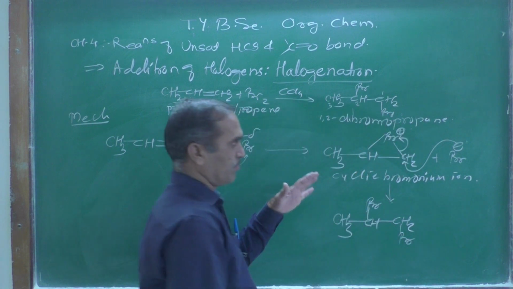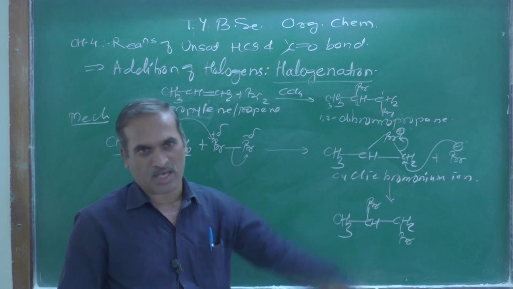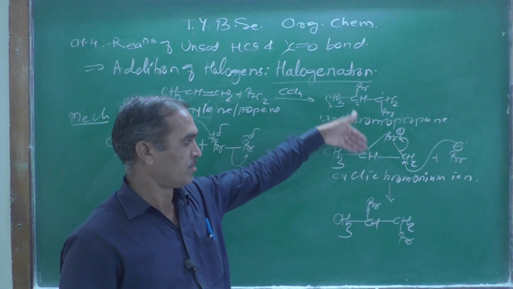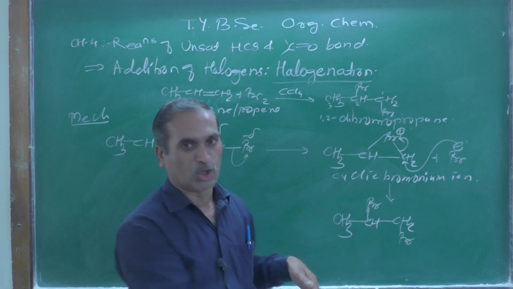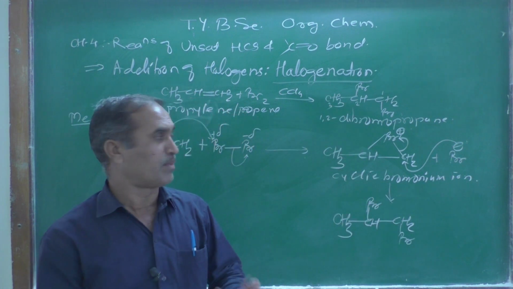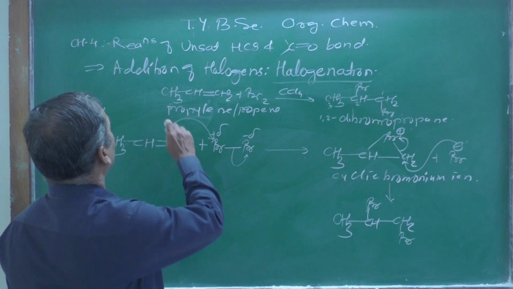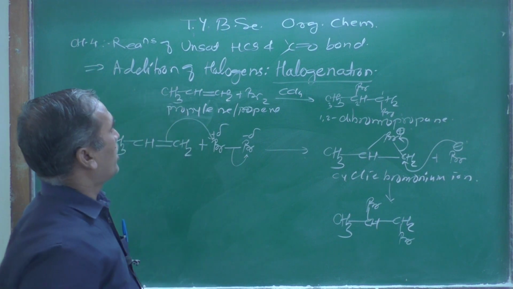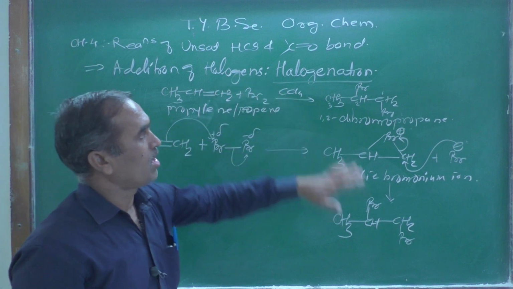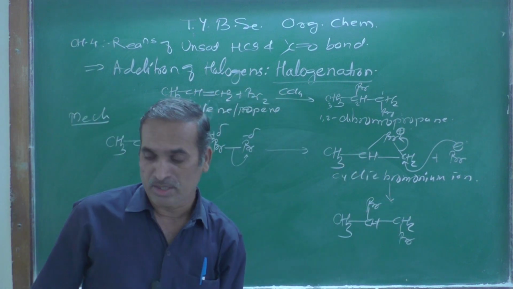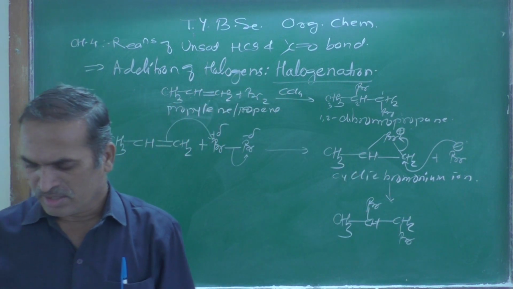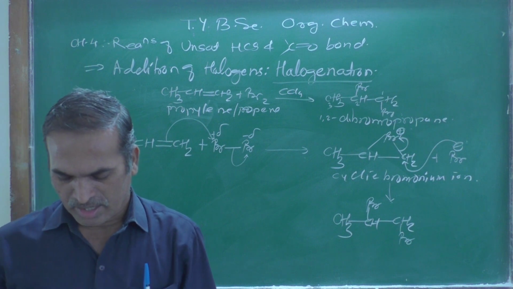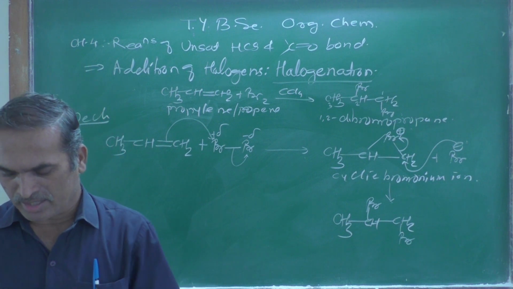So the Br and Br faces are opposite. One is above the plane and one is below the plane. So that type of mechanism occurs. This is called the addition of halogen, or halogenation, meaning this type of bromination reaction takes place over there. And this is the mechanism of this.